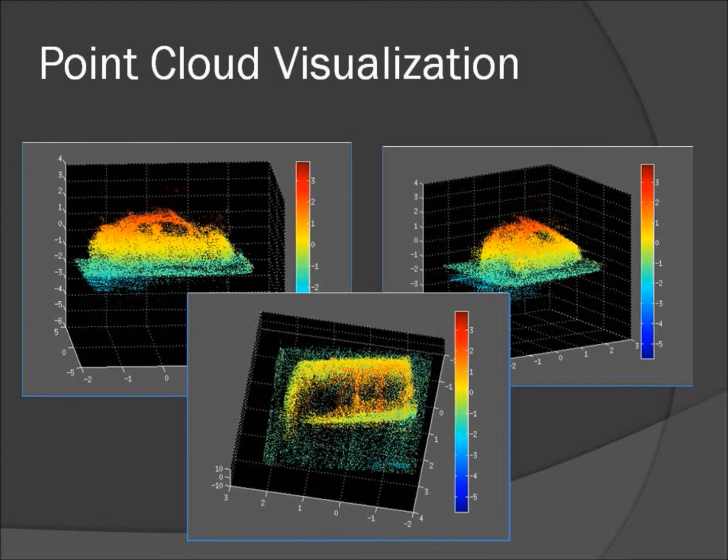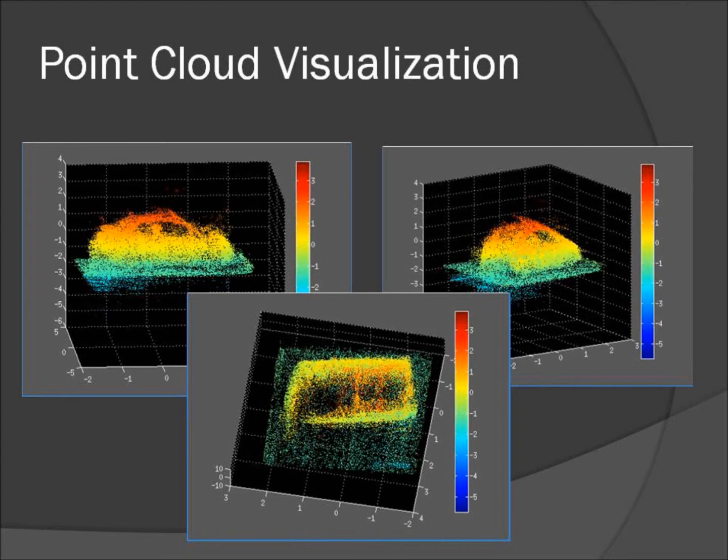Before we move on to the classification pipeline, I would like to introduce the point cloud. The point cloud is a set of points in 3D space, which in the real world are normally generated from a 3D scanner. Here's the visualization of a car's point clouds with three different points of view.